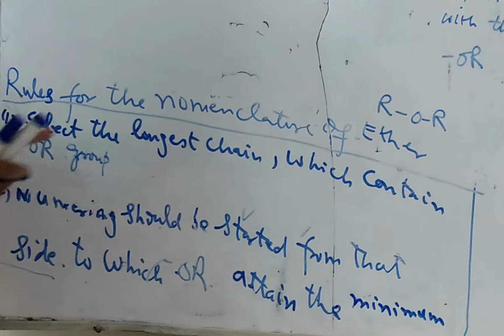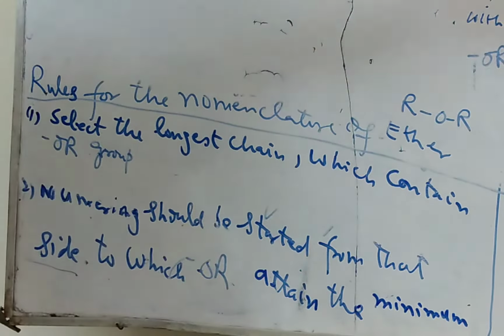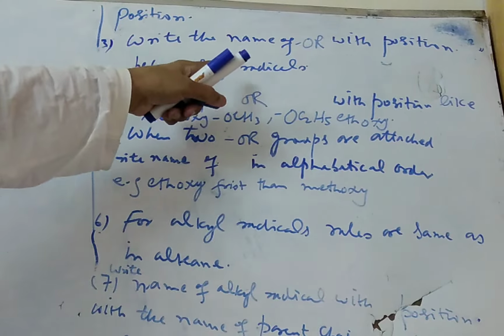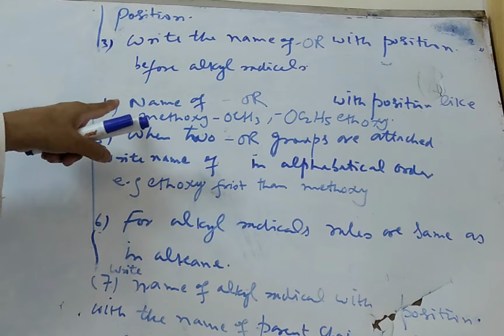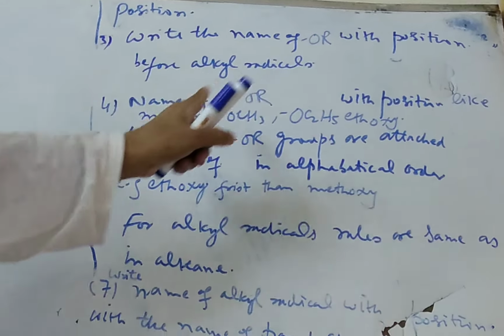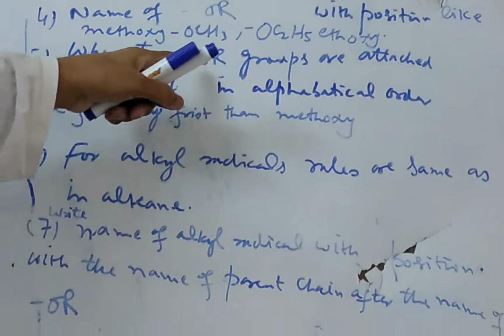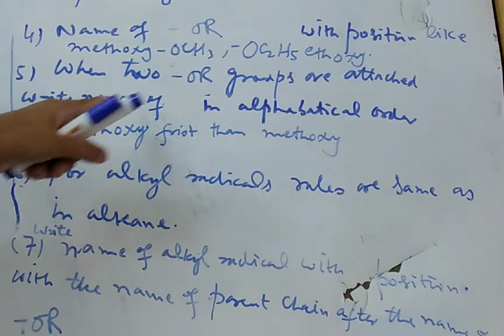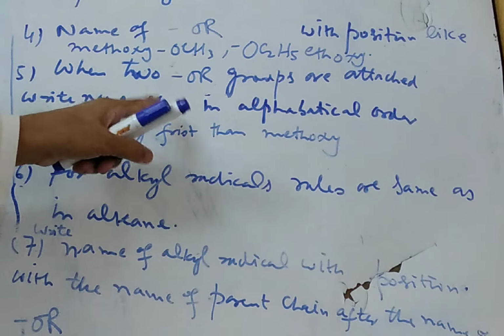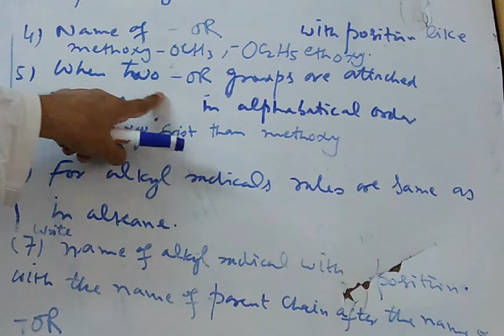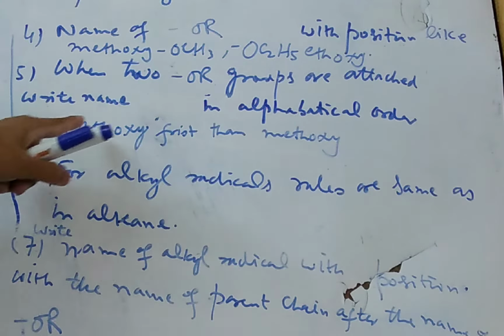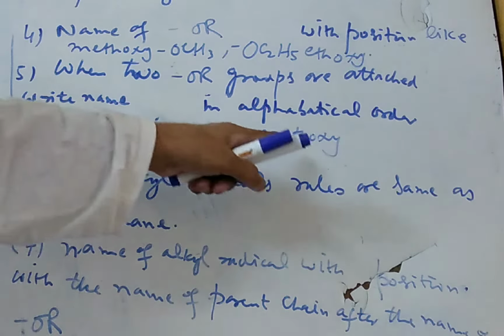Select the longest chain which contains the OR group. Numbering should be started from that side to which the OR attains the minimum position. Write the name of OR with the position before alkyl radicals, like methoxy, OCH3, and if it is OC2H5, ethoxy, and so on. When two OR groups are attached, write the names in alphabetical order. For example, ethoxy first, then methoxy.